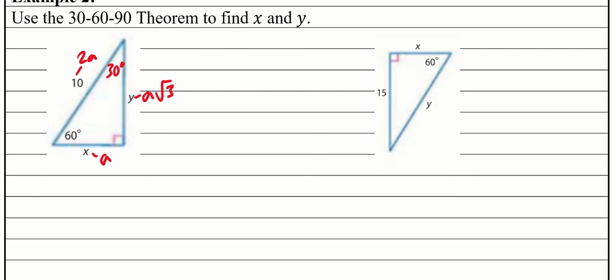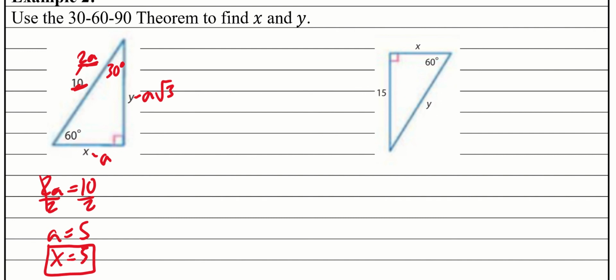So if I'm going to start with X, we know X equals A. So if I'm looking at how I can figure that out, I see that I have 2A up here and I have 10. So I can just say 2A equals 10, and then I want to divide by 2. So divide by 2 here, and I get A equals 10 divided by 2, or 5. So A equals 5, or in other words, X equals 5.